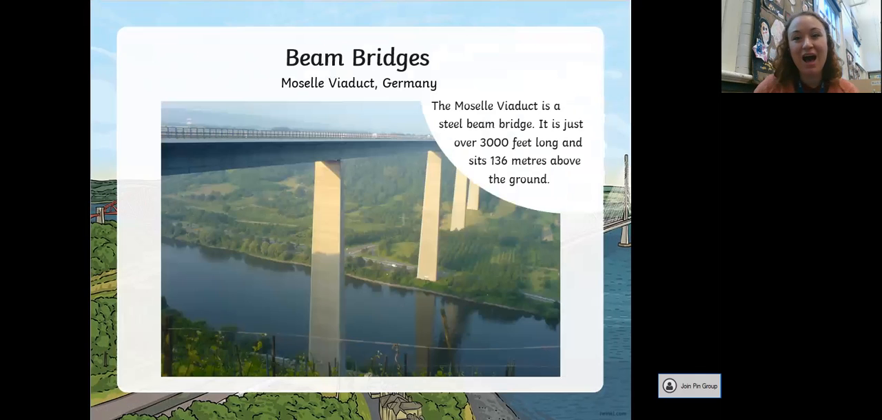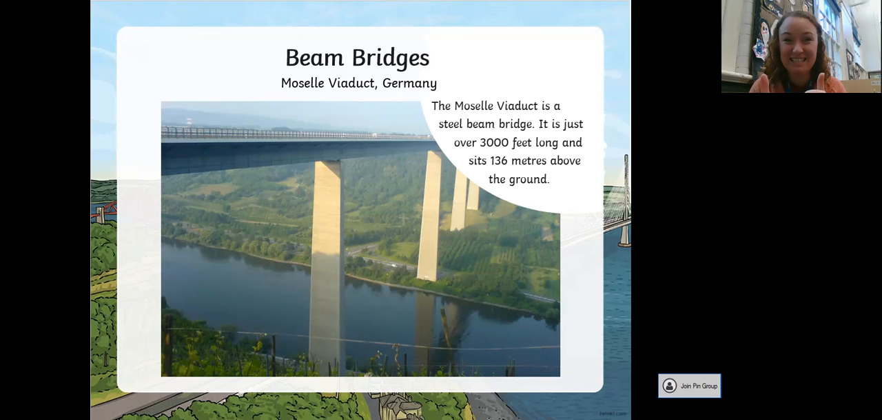Now, I wonder if you can pause the video again to tell your parent or carer a fact that you've learnt about beam bridges. Are they easy or are they hard to build? Beam bridges are very... How can you make a beam bridge longer? You can make it longer by... Pause the video and tell your parent or carer a fact about the beam bridges.